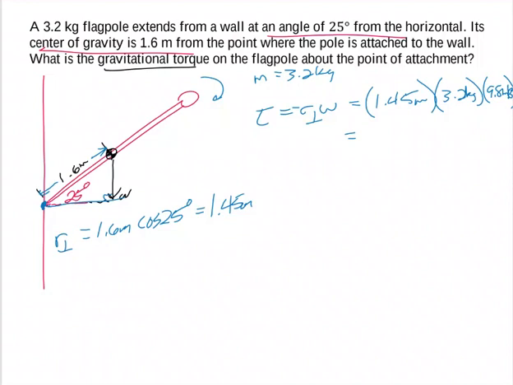It will be newtons from the weight times meters from our perpendicular. So the units of torque are Newton meters. 45.47. 45.4, we have two significant figures, so it's going to be 45 Newton meters.